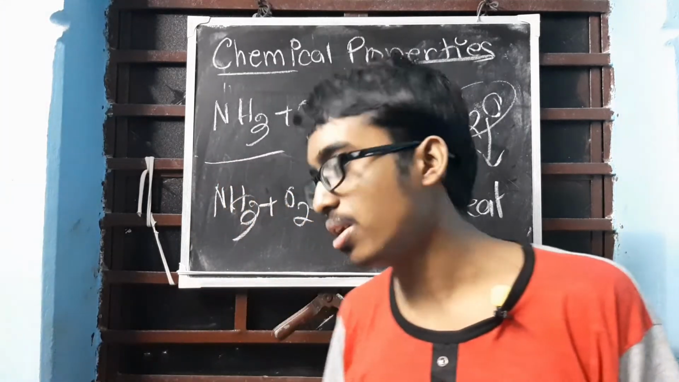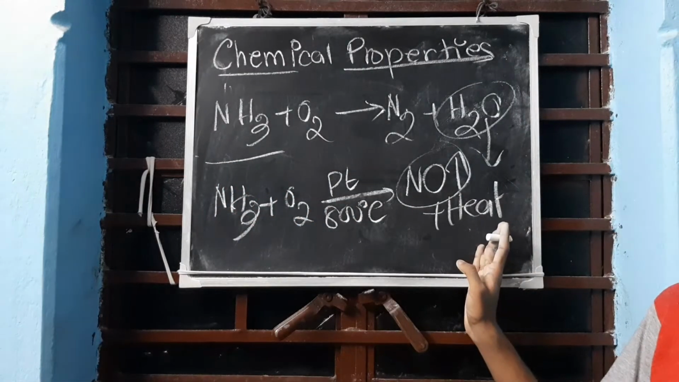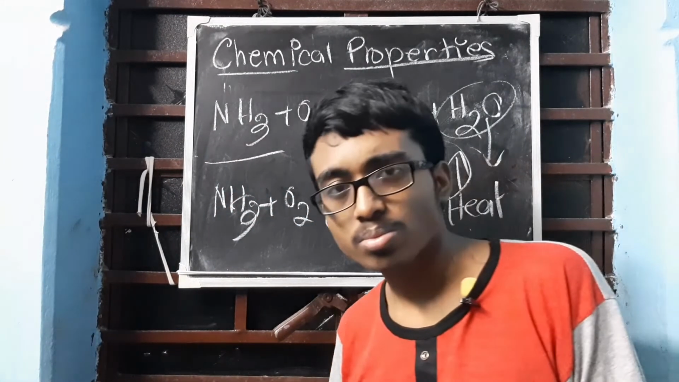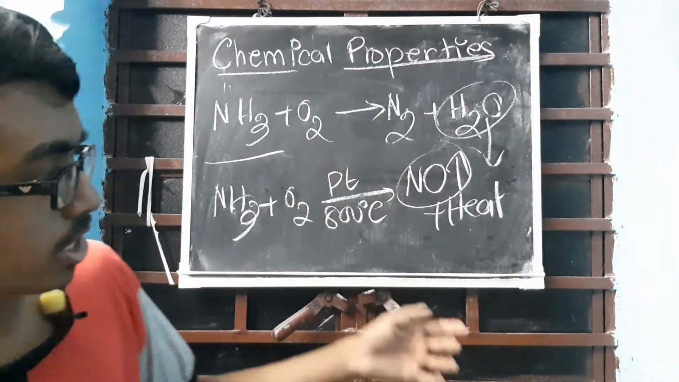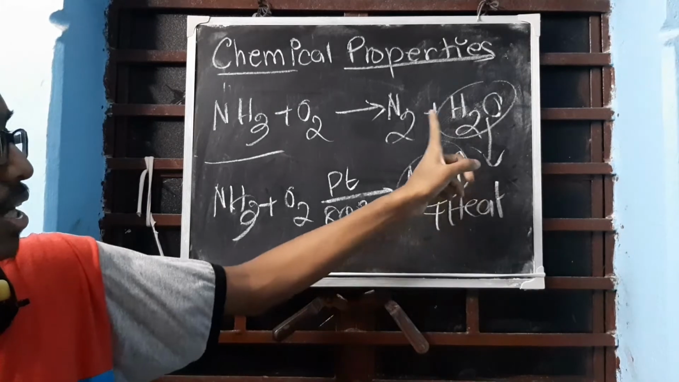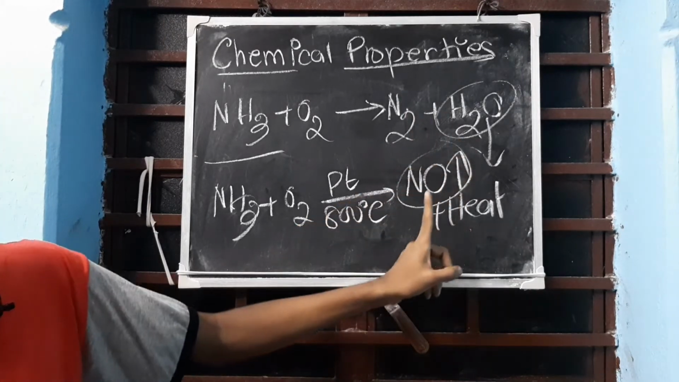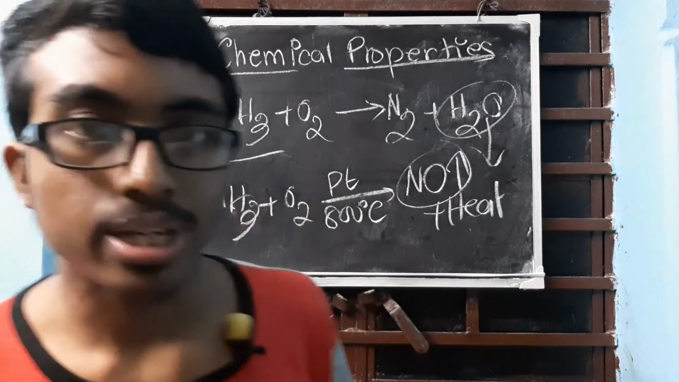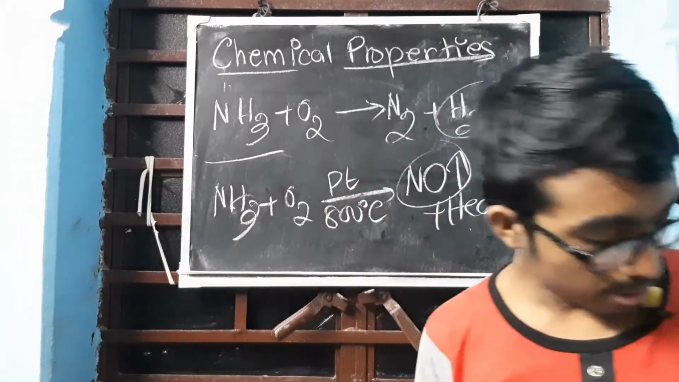So whenever catalytic oxidation is happening, when platinum is present at 800 degrees Celsius, the reaction instead of nitrogen forms nitrogen monoxide because it's getting oxidized. Clear?